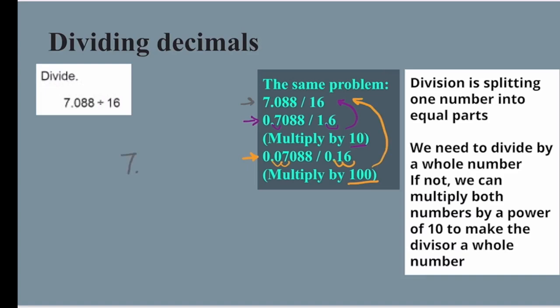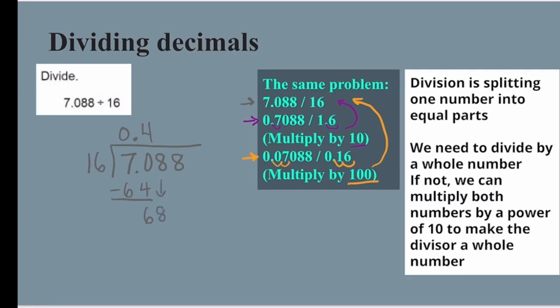So 7 and 88 thousandths goes inside our division bar. 16 goes outside. So 16 does not go into 7, that's 0. 16 goes into 70 4 times. 16 times 4 is 64. We subtract, we get 6.